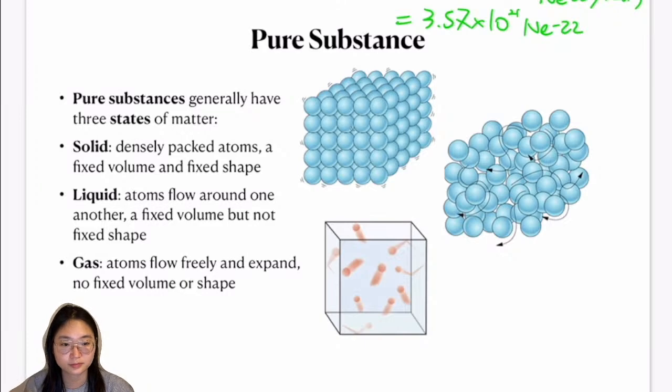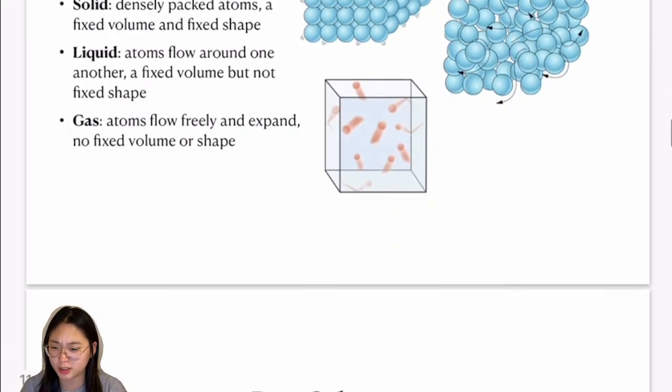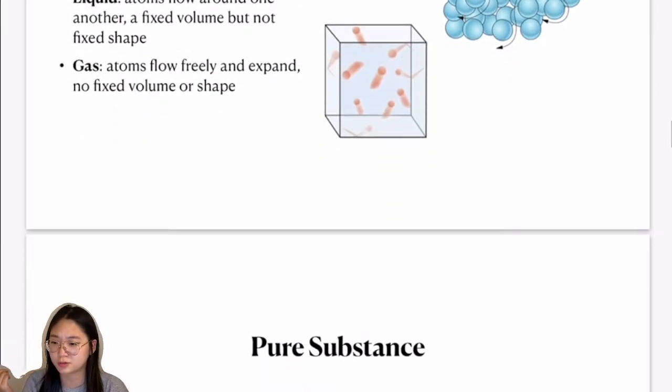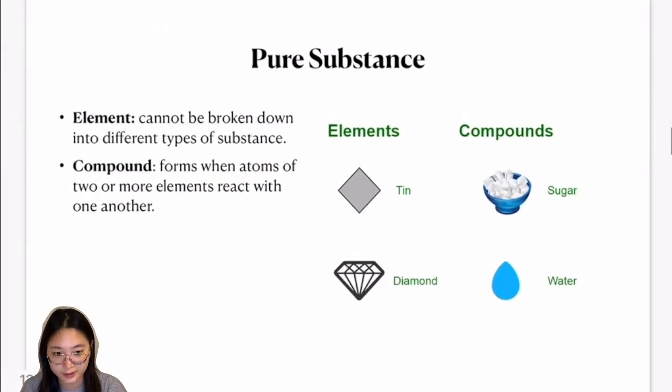So when it comes to the gas, in between the particles there is a lot of space, a lot of distance, and they are free to move. The gas particles are free to move around in this container. So that explains why there is no fixed shape and no fixed volume when it comes to the gas. I will go over this part in more detail in either unit 3 or 4, so we don't have to worry about it for now.